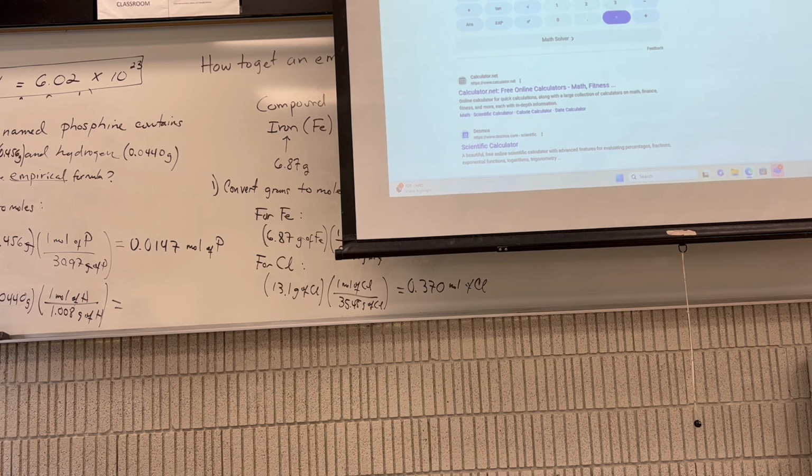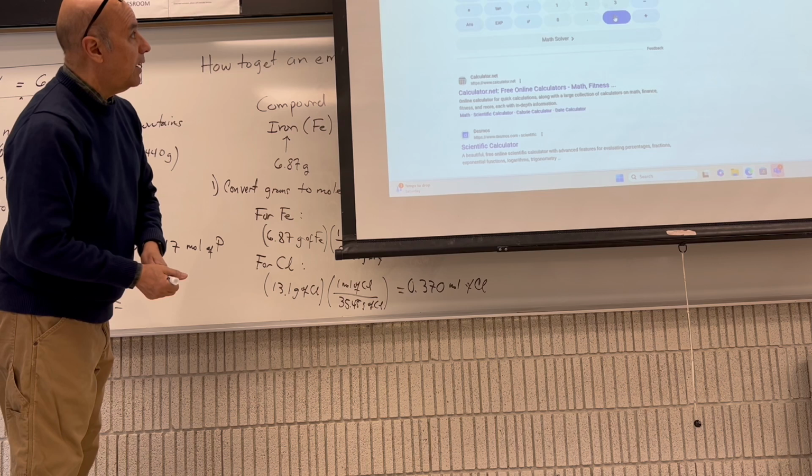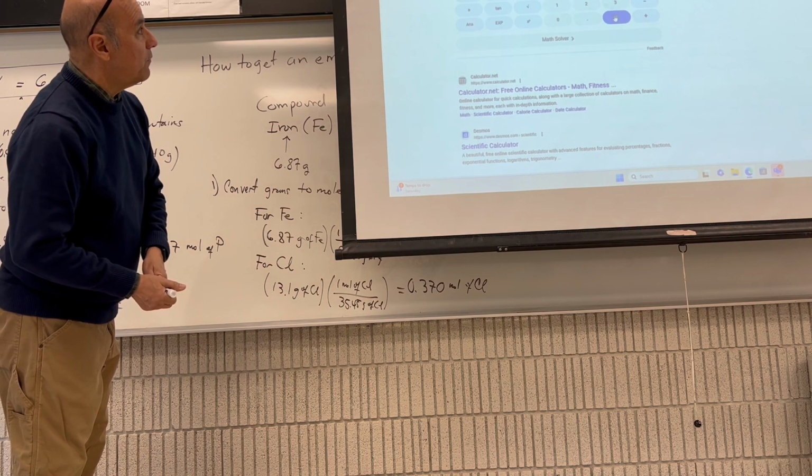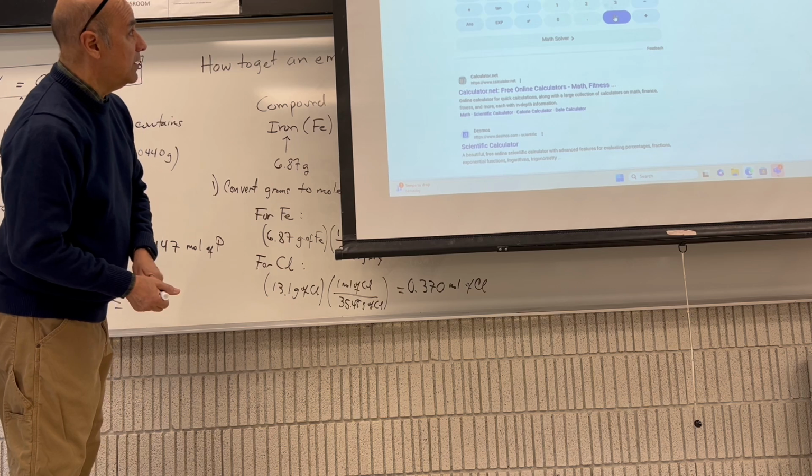0.0440 divided by 1.008 gives me the other amount. So that's the moles of hydrogen. To 3 significant digits, I'm going to say 0.0437.